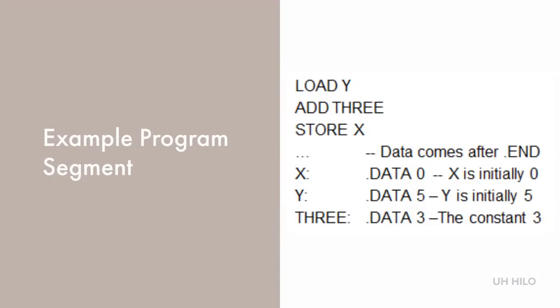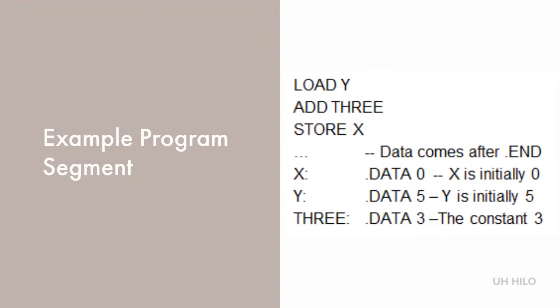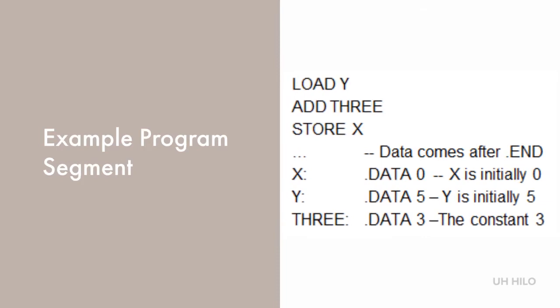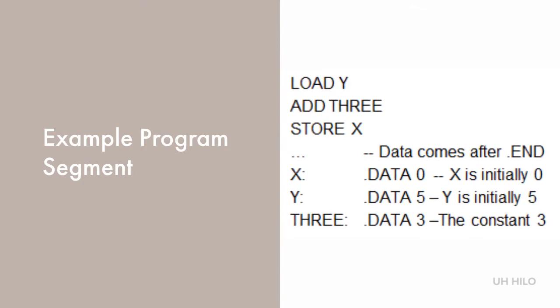This is an example program fragment for calculating x is equal to y plus 3. We load y, add the value at location 3, and store the result in x. We also see the symbolic data addresses and the pseudo-ops used to generate the data at the end of the program. You can see that this takes more commands than what we would have in the third generation programming language. That's known as the instruction explosion.